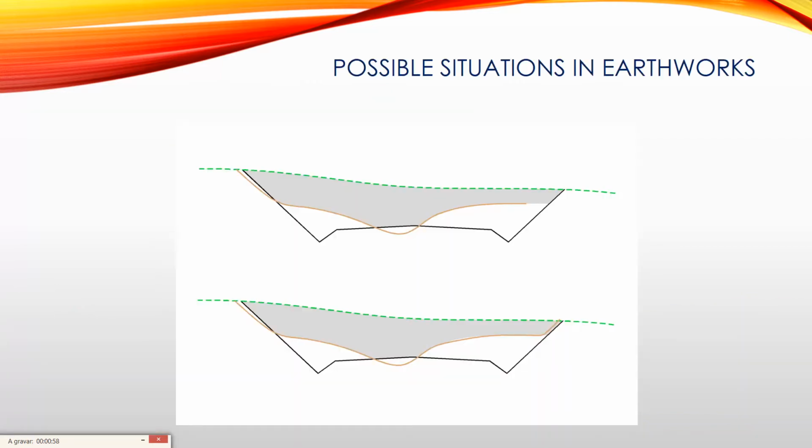To better understand this, I have here in my presentation two cross sections. I have a green line that represents the existing ground, a black line that represents the project, and a brown line that represents the survey earthworks progress line. I also have a hatch that represents the area that I intend to measure.